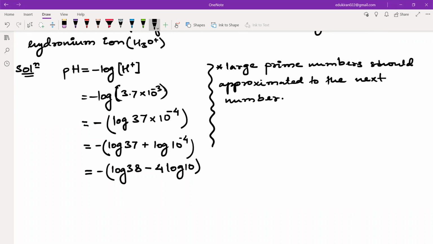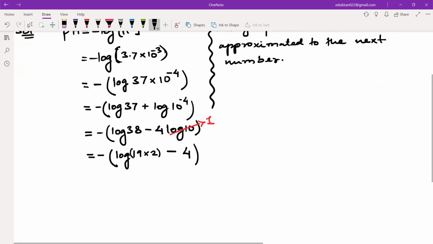Okay, minus 4 log of 10 from the power rule, right? And you also know log of 10 is equal to 1. And then you can write again minus log of 38. How will you write log of 38? You will write log of 38 as log of 19 into 2. Yes or no? Minus 4. Correct, guys?